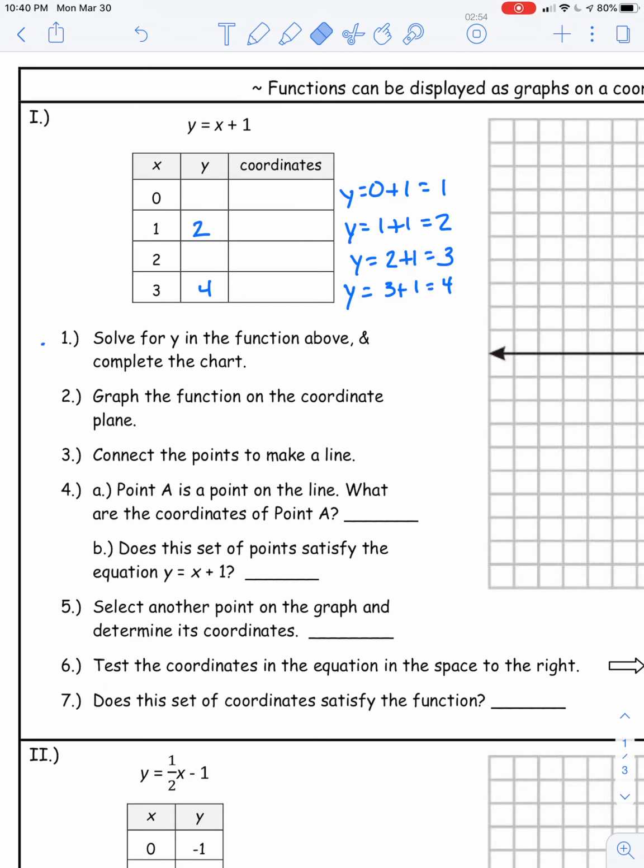Whoops, I did not mean to erase all of that. Let's put those right back in there. Okay, so now we have completed the table.